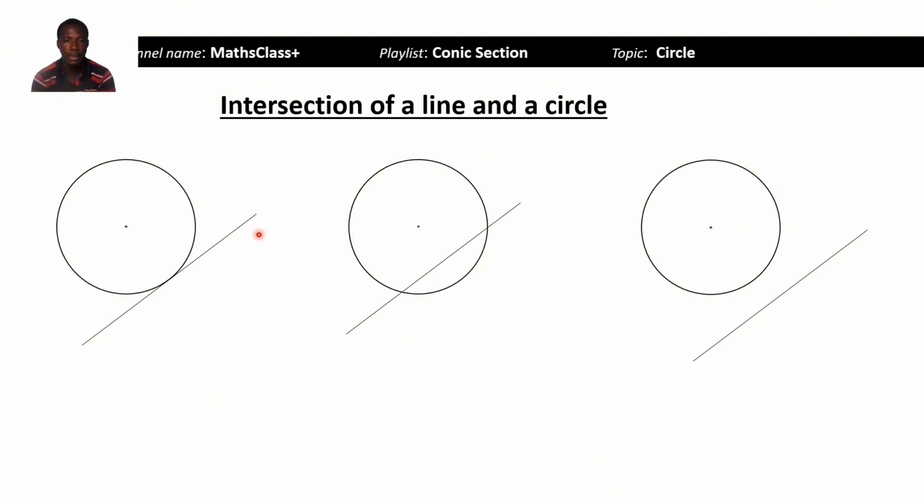The line can intersect the circle at one point, as in the first figure here. Another possibility is that the line can intersect the circle at two different points, as we see here. And then it is also possible that the line will not even intersect the circle at all. So when this happens, we say a line is intersecting a circle.